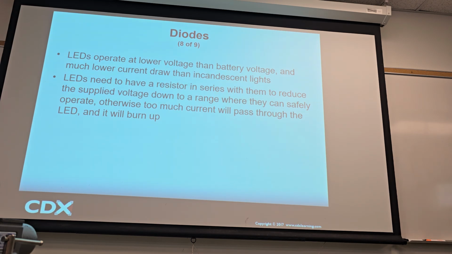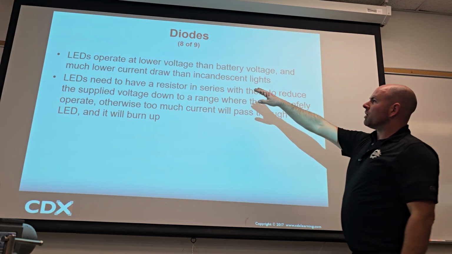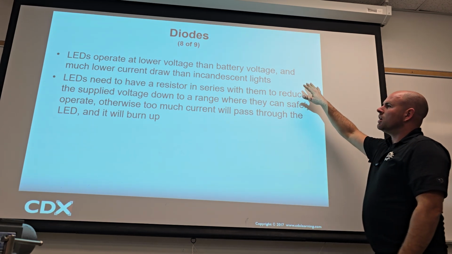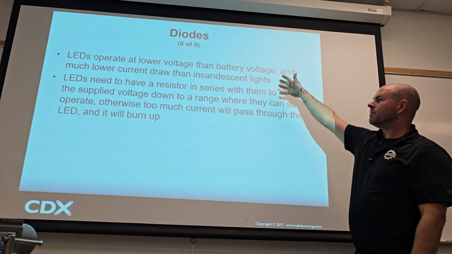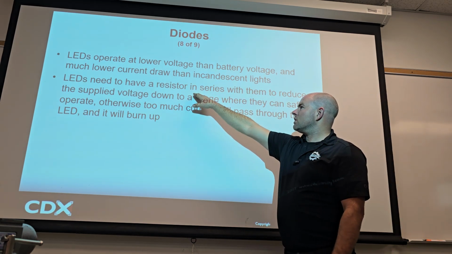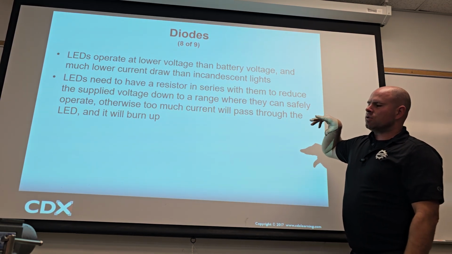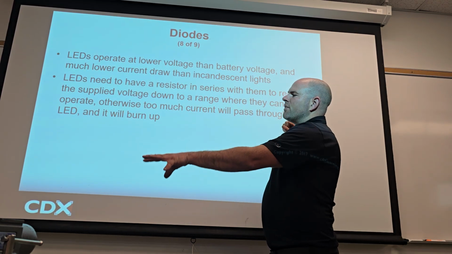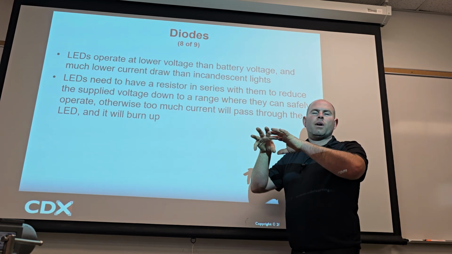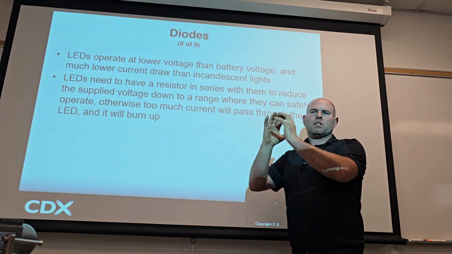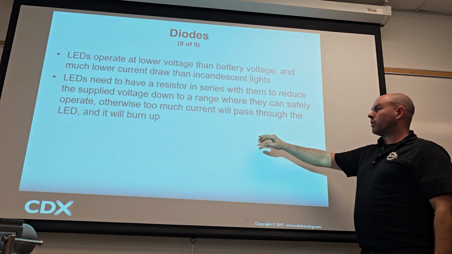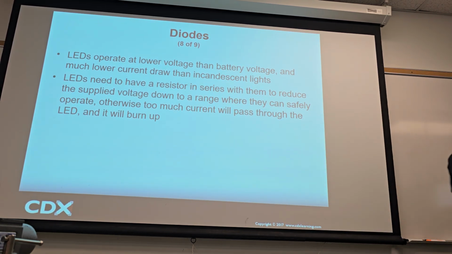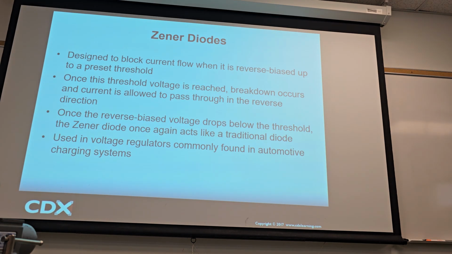Cool. So again, LEDs operate at a lower voltage than battery voltage, with much less current draw than incandescent. That's the efficiency thing. They'll need a resistor. That's one of the reasons you can't just rip your bulb out and shove an LED in. If you do have an LED bulb, it has resistors and circuit components built into it. That's all part of why they cost more money. They need to get to a lower range where they can operate.